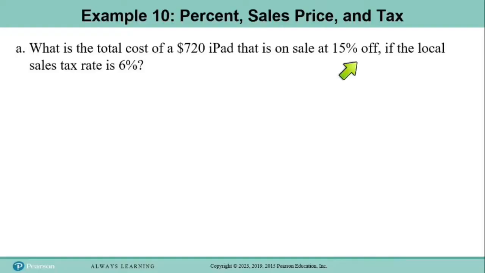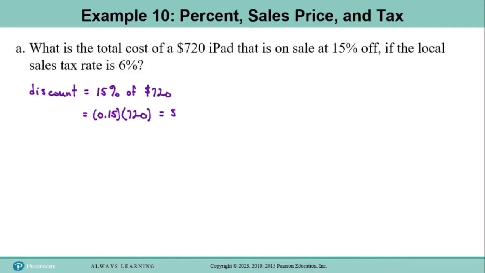First, they told us that the item is 15% off. So let's calculate how much of a discount we will get on this $720 iPad. So our discount is going to be 15% of 720. So that's going to be 0.15 times 720, which is a total of $108 that we're saving on the iPad. Okay, so if that's the discount, then what's the price? What's the sale price? And the sale price would be the 720 minus the 108 that we're saving, so the sale price would be 612.